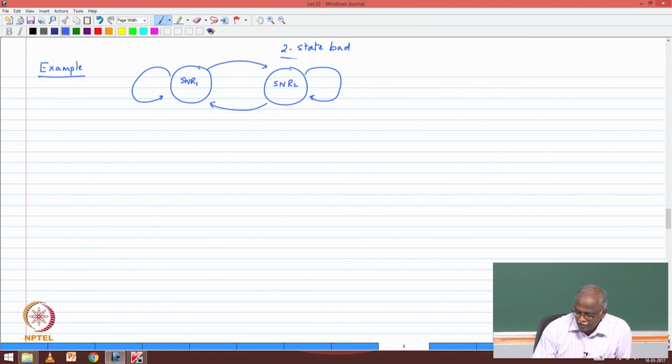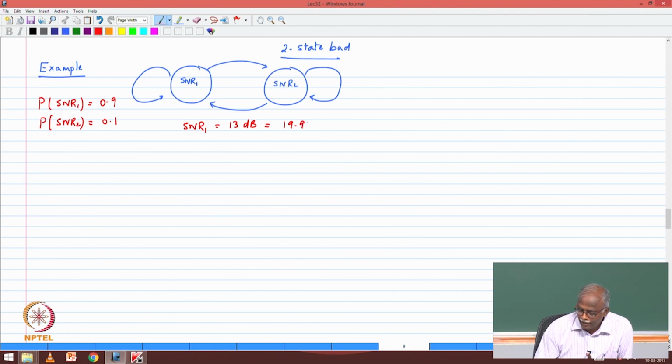Okay, and there are several interesting scenarios of analysis based on this, but this is more for us to explain the concept of diversity. So based on the analysis of this finite state machine, we are told that the probability that you are in state 1, SNR1, is 0.9. And the probability that you are in SNR2 is 0.1. And the good news is that SNR1 is 13 dB. Okay, that in linear scale would correspond to 19.95.